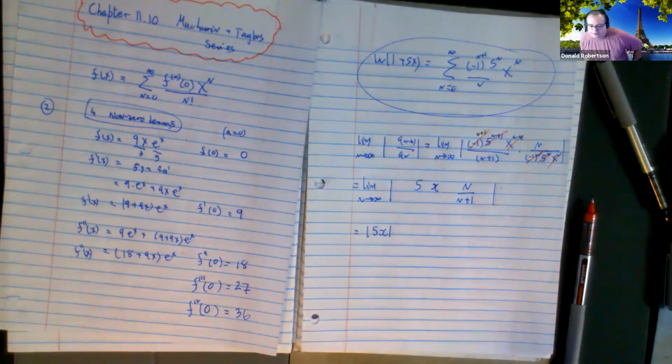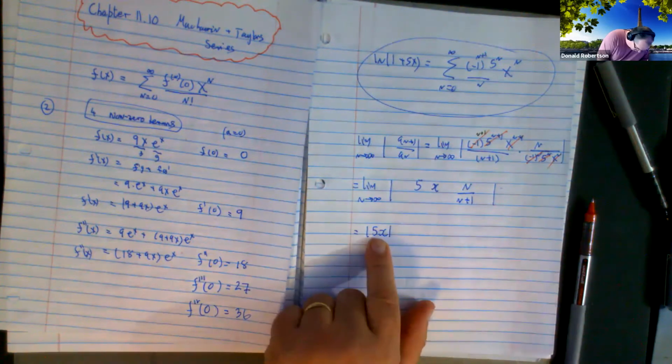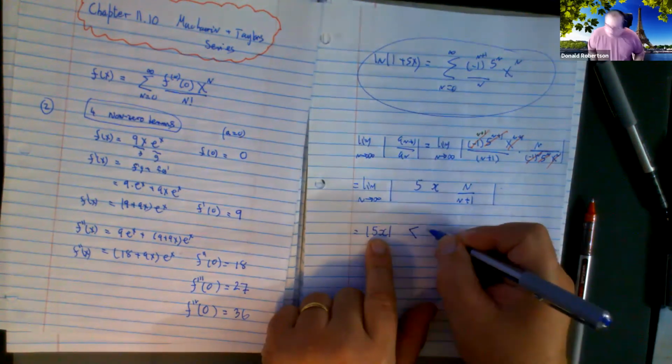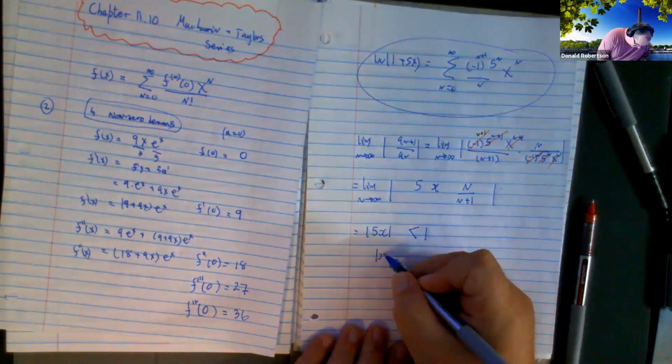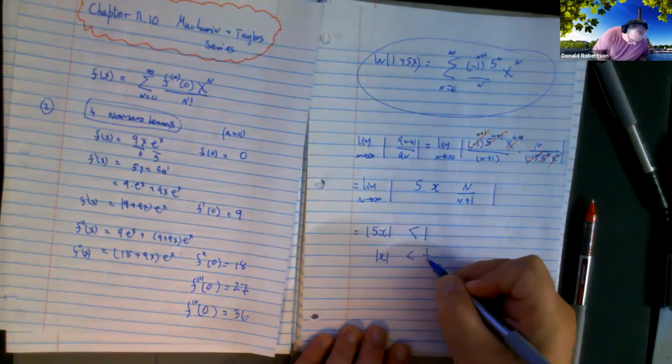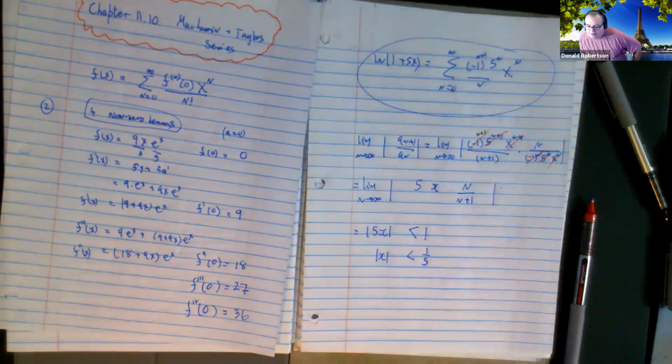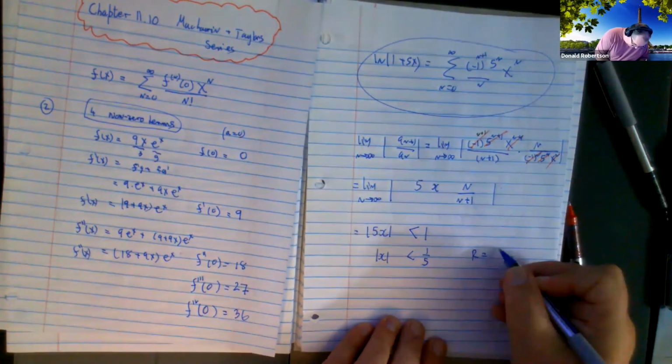Now, the ratio test says that this thing will converge when it's less than 1. And this will happen when the absolute value of x is less than 1. And that is the radius of convergence.